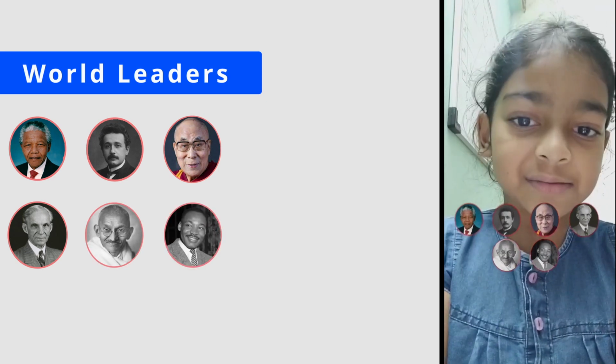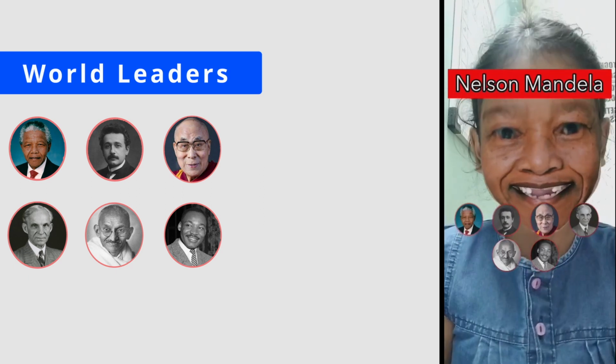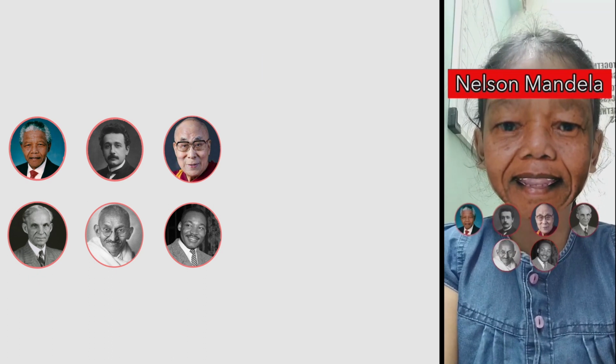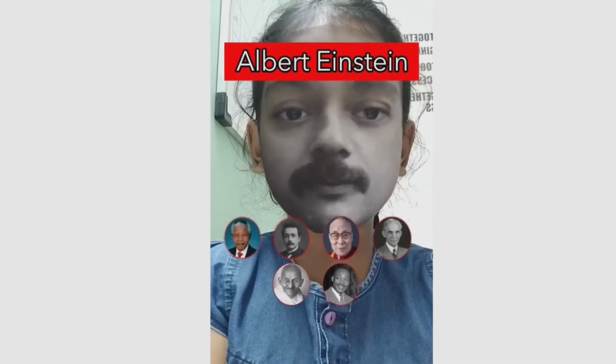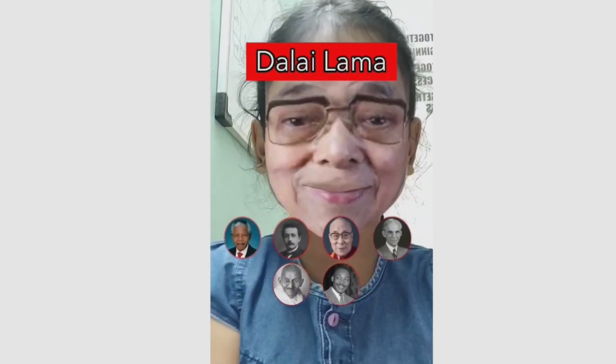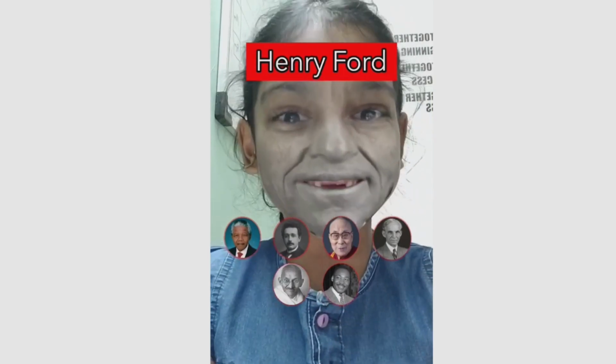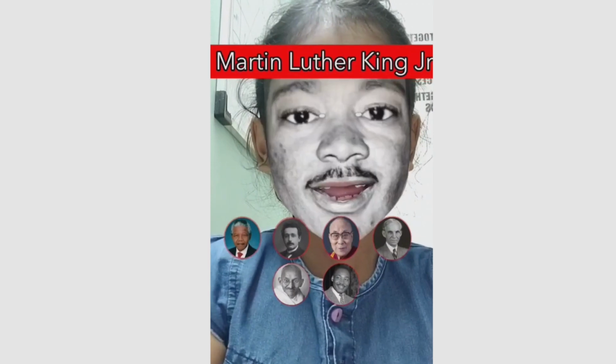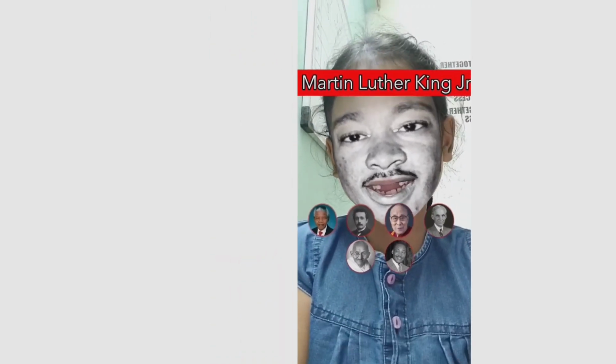Let's click on Nelson Mandela. You can see Nelson Mandela, the text is right in here at the top. And then we have Albert Einstein, Dalai Lama, Henry Ford, Mahatma Gandhi, and Martin Luther King Jr.